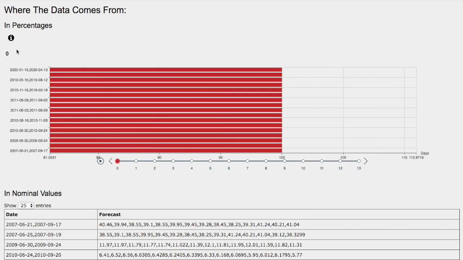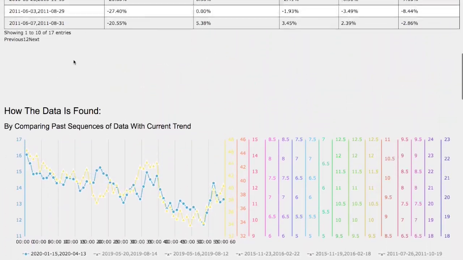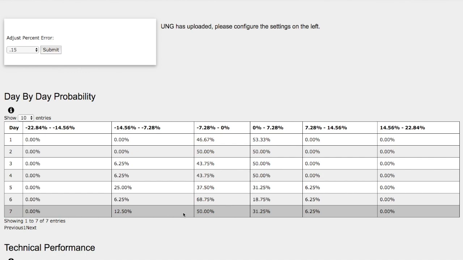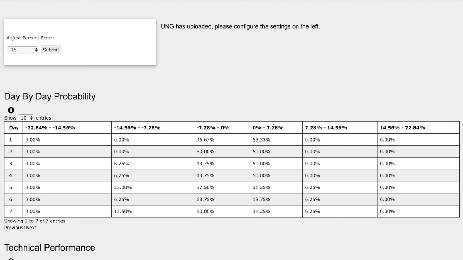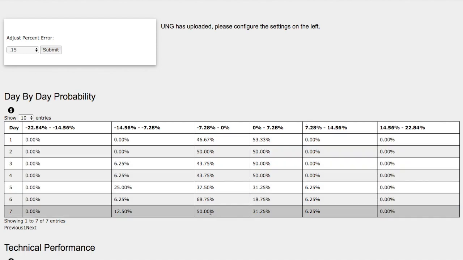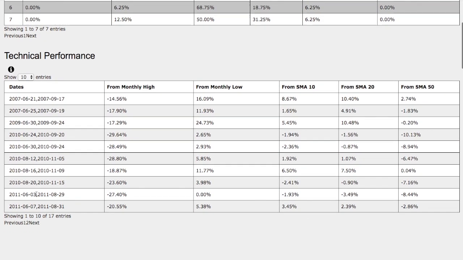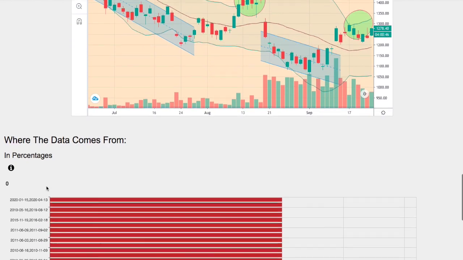So if we head back to the day-by-day probability model, again this model is now available in the link below, so do check it out. As we progress to the 7th day, we have a 31% chance for natural gas to climb higher between 0 to 7%. On the extreme case, we have a 6% chance for natural gas to climb higher between 7 to 14%, and a 50% chance for natural gas to fall between 0 and negative 7%. In the extreme case here, we have a 13% chance for natural gas to fall between negative 7% to negative 14%.